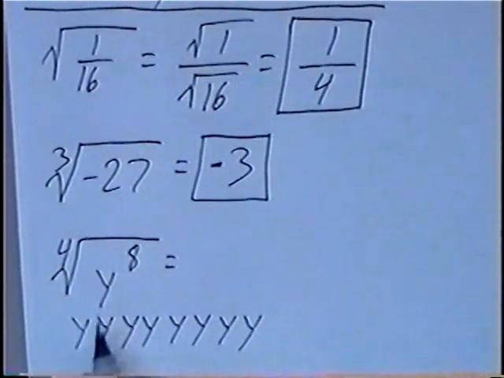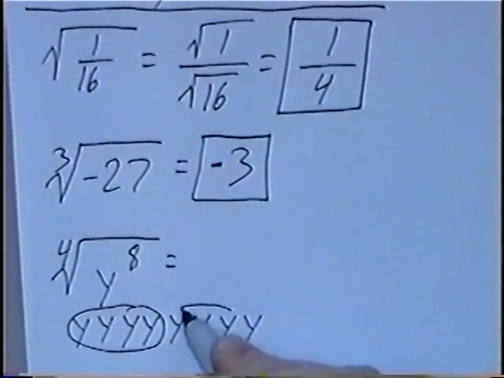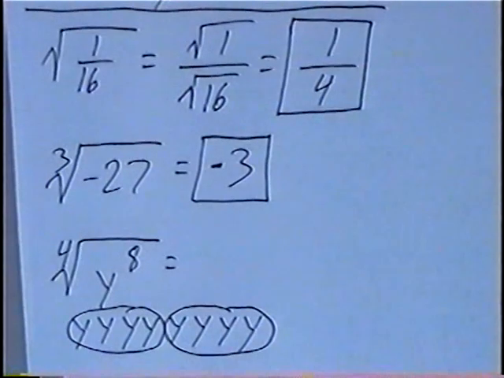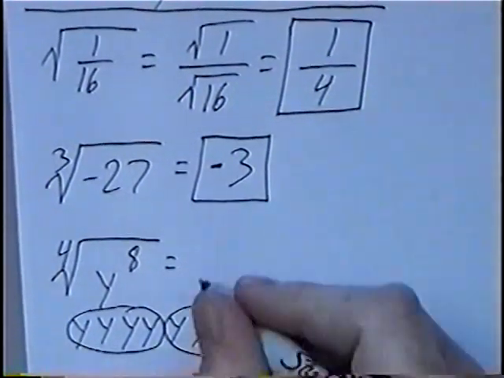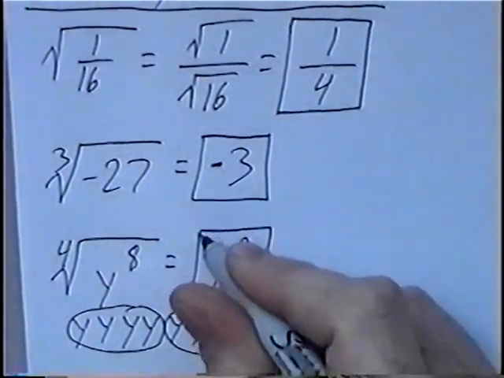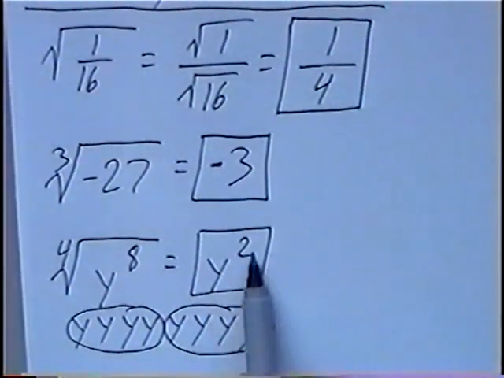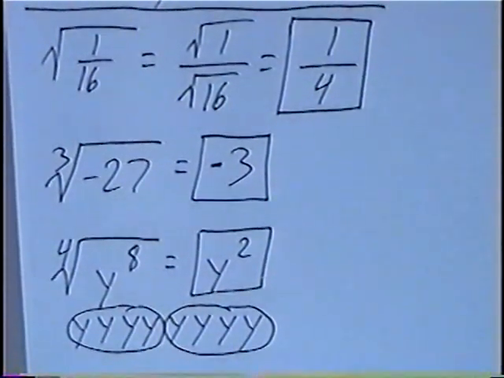And if you remember from square roots, you normally count the pairs, but since it's a fourth root, we'll count sets of 4. We'll have the first set of 4 and a second set of 4. So since we have 2 sets of 4 and we're doing the fourth root, 2 sets would be y to the 2nd power. And what that means is y squared times itself 4 times would be y to the 8th.